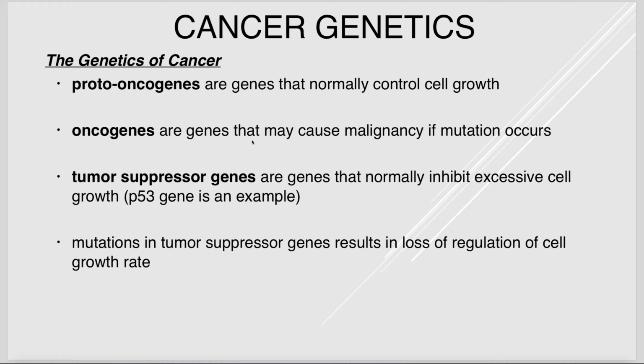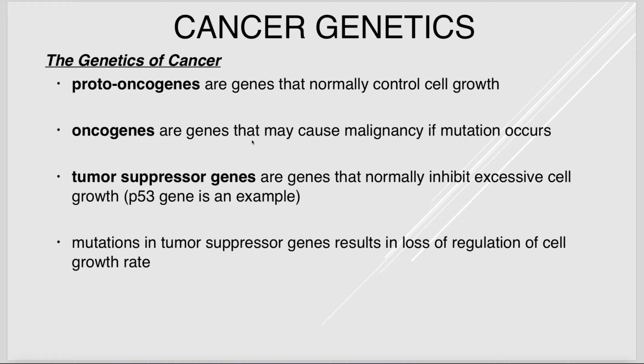And these are genes that can now cause malignancy if a mutation occurs. Like I said, cancer takes multiple mutations. So if a proto-oncogene gets one mutation, it doesn't really mean much. But once it gets that mutation, now you can call it an oncogene because subsequent mutations increase the likelihood of malignancy. Tumor suppressor genes, these are genes that inhibit the growth and the cell cycle of cells.